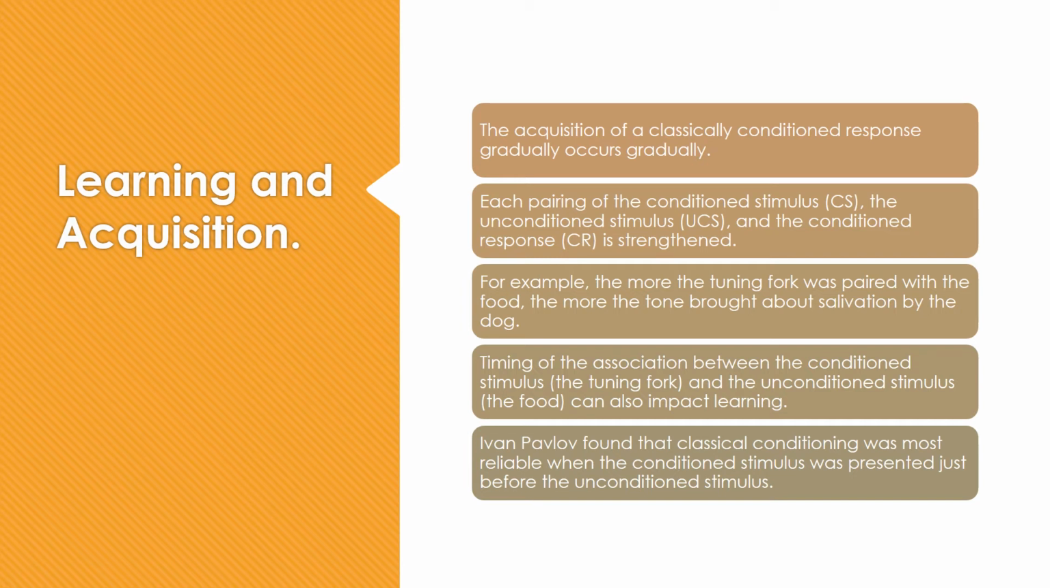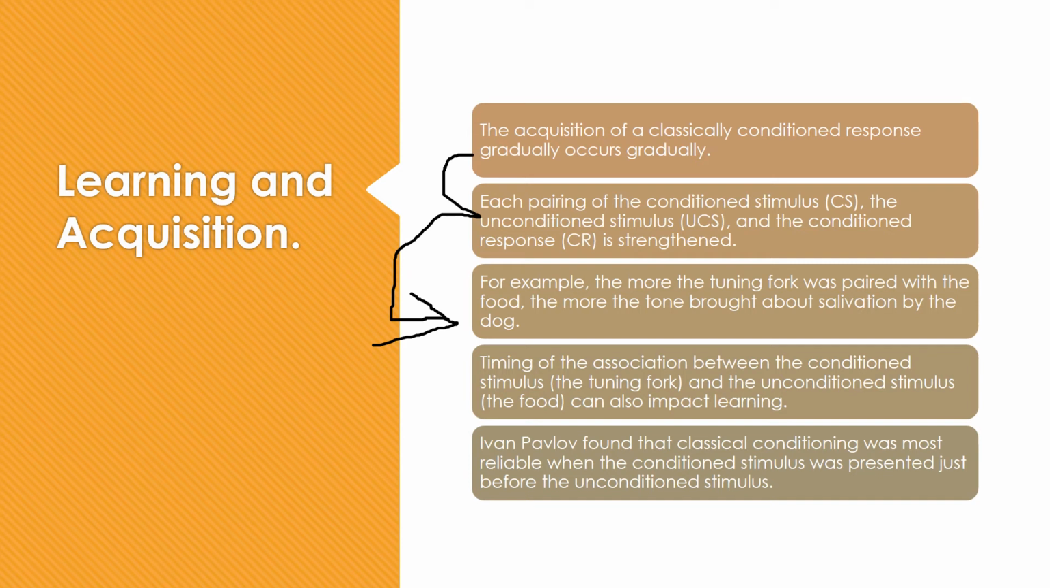Each pairing of the conditioned stimulus, the CS, the unconditioned stimulus, the UCS, and the conditioned response, the CR, is strengthened. So again, just over time, these three things will grow and strengthen. For example, the more the tuning fork was paired with the food, the more the tone brought about salivation by the dog. Okay, so remember that. So again, two things here, boom, boom, this is what we're talking about. Each time you do it, it'll bring about a higher result.